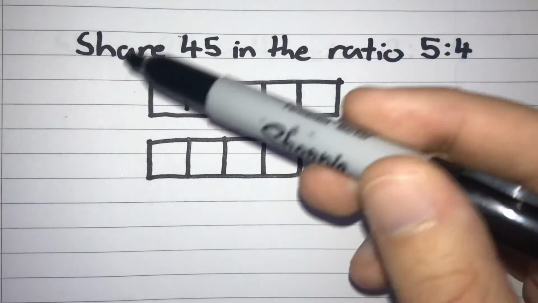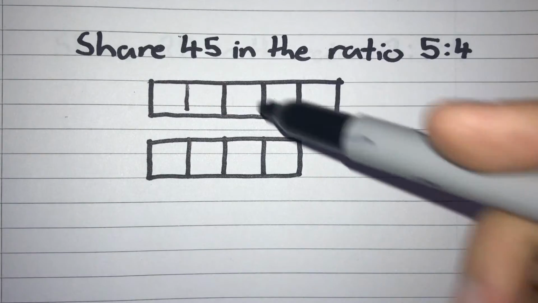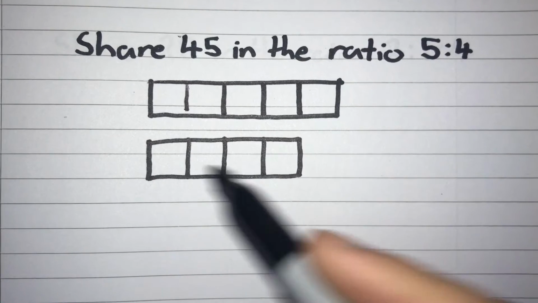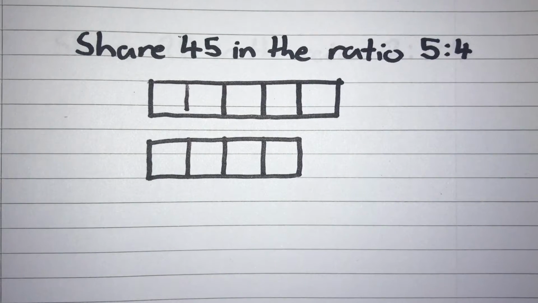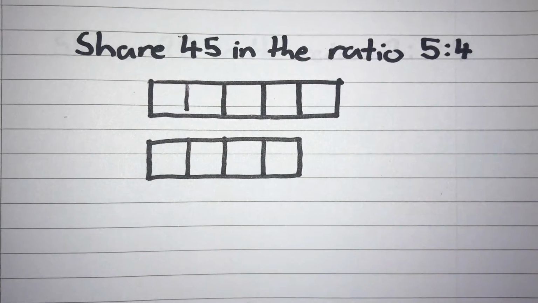So you notice this first bar for our 5 parts of course is going to be longer, so it's going to have a larger amount of our original amount of 45 involved in it. And each of these boxes within our bars are going to be equal to the same amount. So what we can say is actually in total we've got 1, 2, 3, 4, 5, 6, 7, 8, 9 parts. So we could split this 45 up into parts of 9.